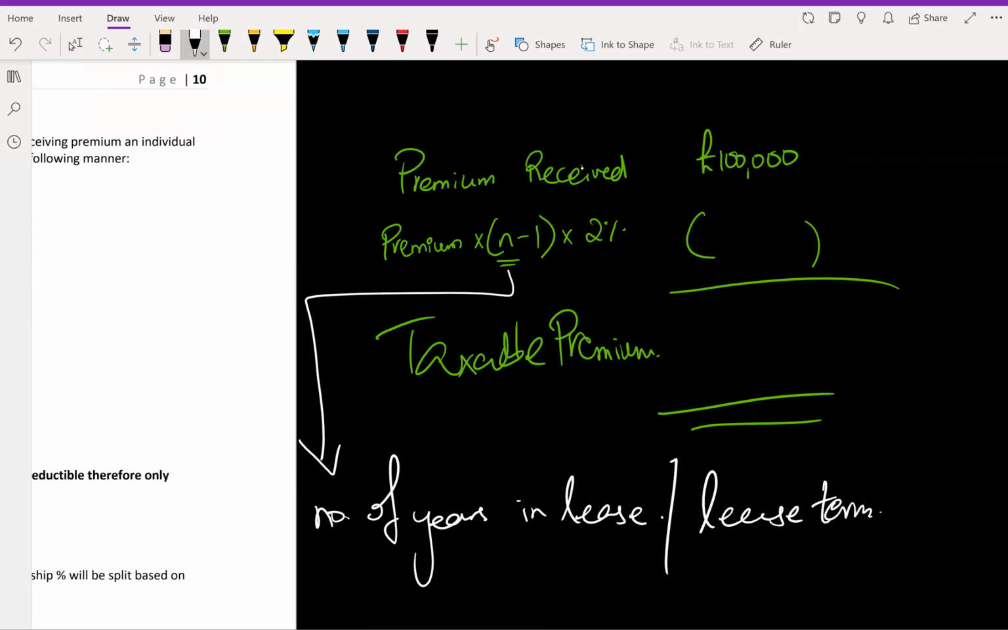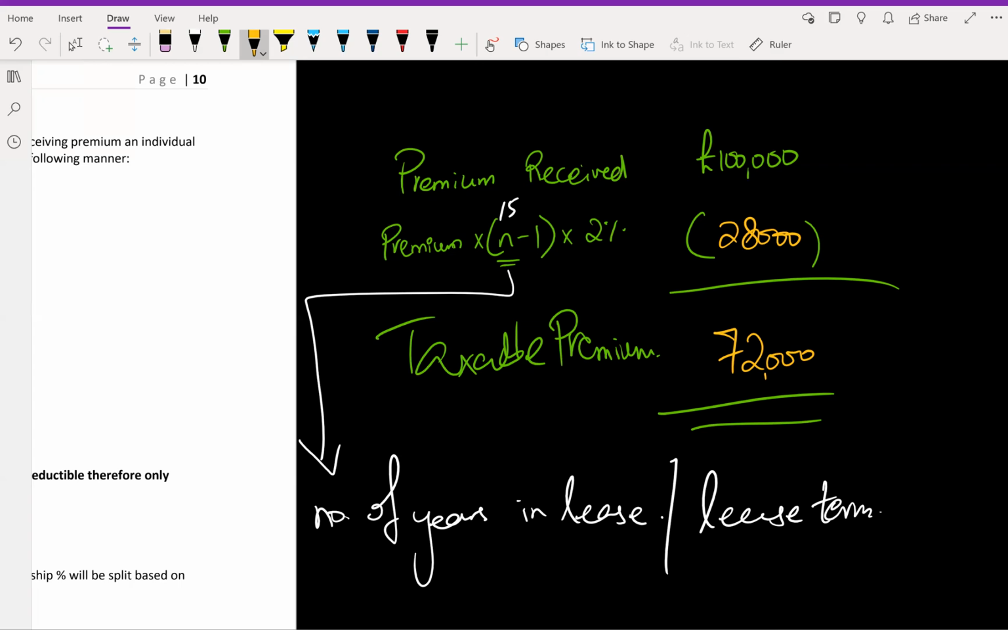Let's say the lease term is 15 years. So can you do the calculation for me, please? 100,000 multiplied by 14 multiplied by 2%. Should turn out to be 28,000, something like that. Yeah, 28,000. All right. So the remaining taxable premium is 72,000. And this will be added to the property income and will be taxed under the non-savings head. Property income comes under the non-savings head. Don't forget the basics.